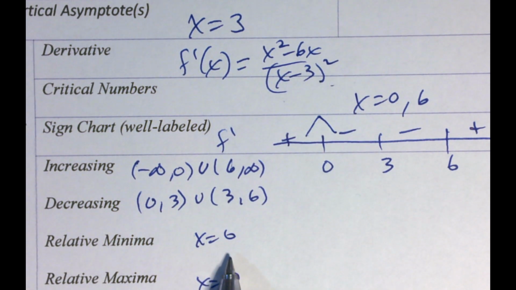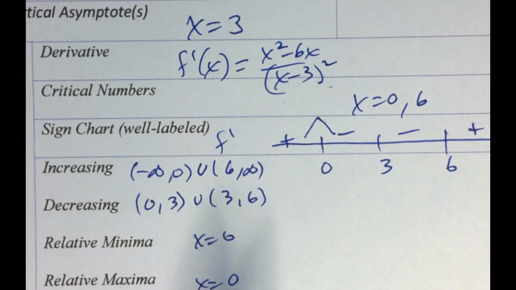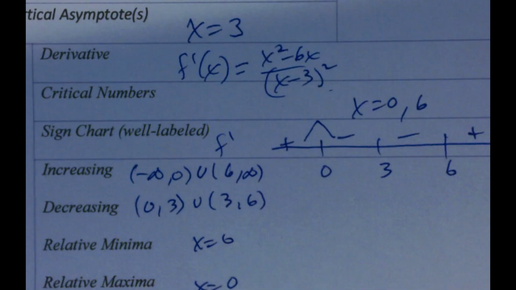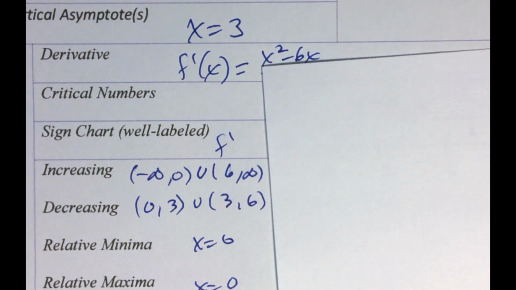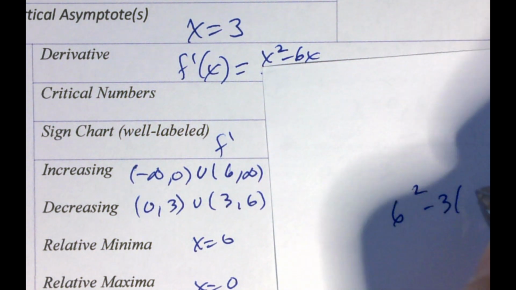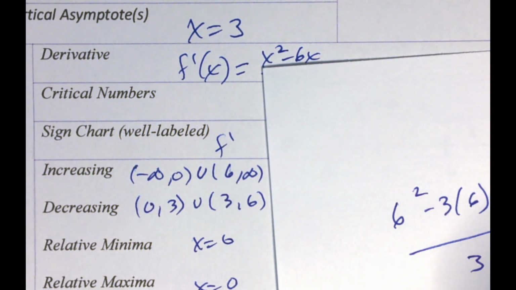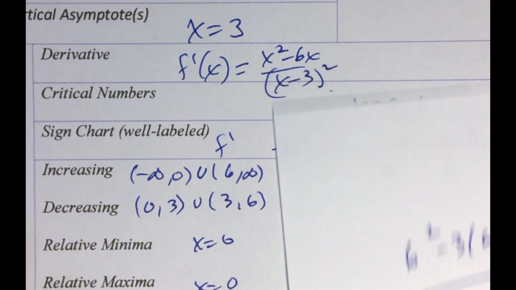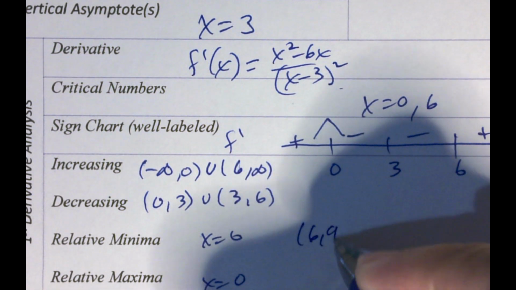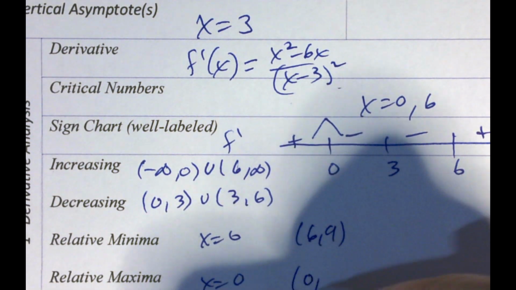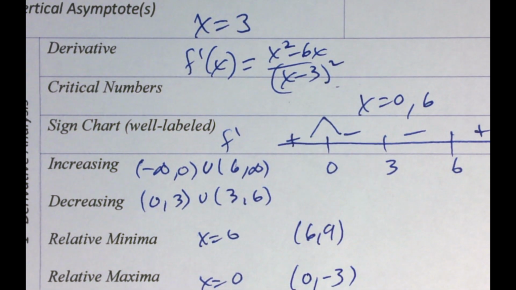If you want the y values, all you're going to do is put it back into the original function. And we should probably do that. So if we put in the original function, that'll be 6 squared minus 3 times 6 plus 9 over 6 minus 3 is 3. 36 minus 18 plus 9 is 27. Divided by 3 is 9. So it's at 6, 9. And plug in 0 and I get -3. We did that earlier when we did the y-intercept.